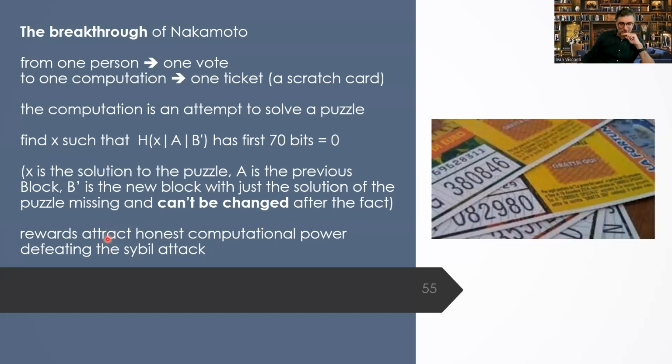And again, it's the ideas. There are many ideas from Nakamoto to achieve this decentralized computer. Many brilliant ideas. One more is that there must be rewards because rewards will attract honest computational power. You will have people that will just try to win the lottery because it's convenient, and this will attract honest computational power that will make the adversary in trouble.